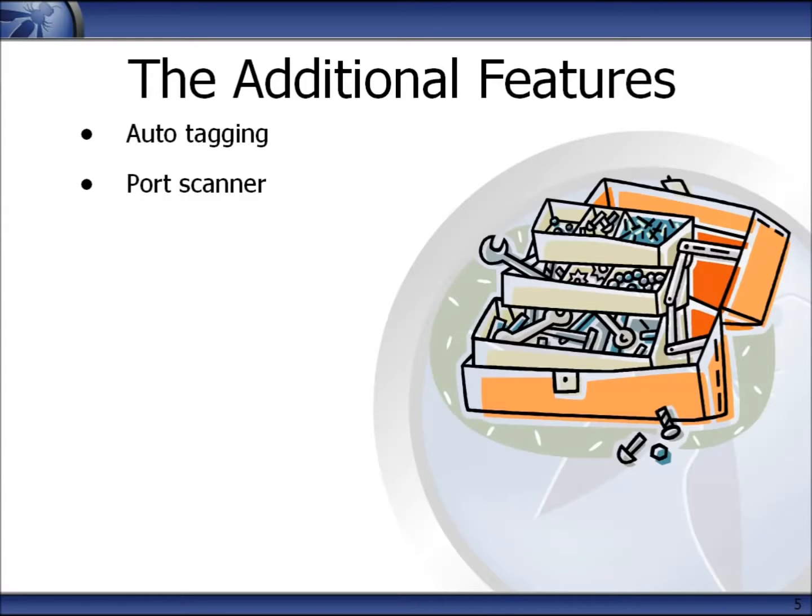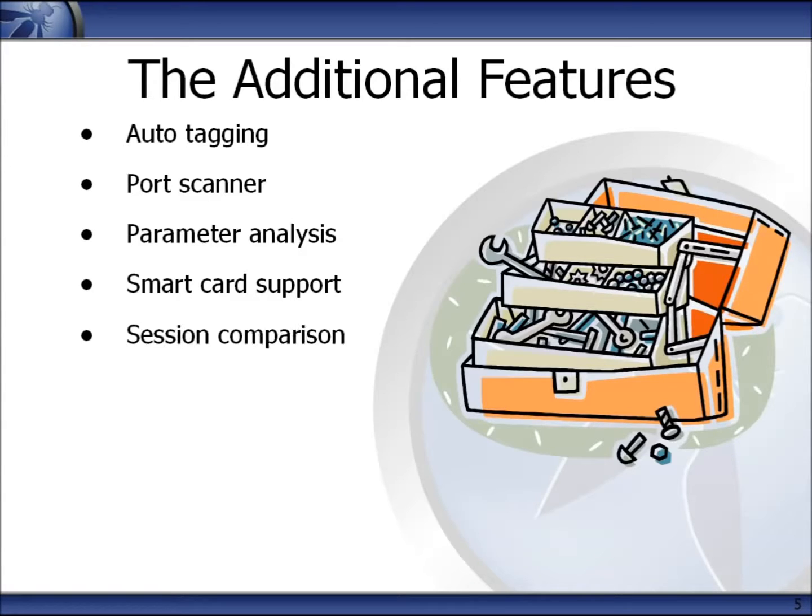ZAP includes a port scanner so you can see which ports are open on the machine. It analyzes all of the requests and shows you a summary of all the parameters that an application uses. It has very good smart card support, which is very useful if the application you are testing uses smart cards or tokens for authentication. ZAP can compare two sessions, which is very useful if your application supports multiple roles. You can invoke other applications, passing across context information such as the URL you are interested in, as long as the other application supports that. You can also import results back into ZAP.